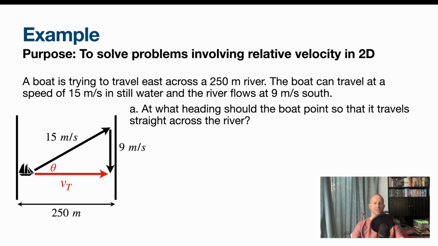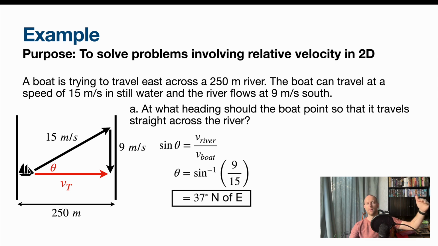So we just need the angle for this, and this is pretty straightforward because we have two of the sides, we have the opposite and the hypotenuse. So with that, we can solve for the angle. And notice here again, the red line is east, and the angle rotates up north of east.